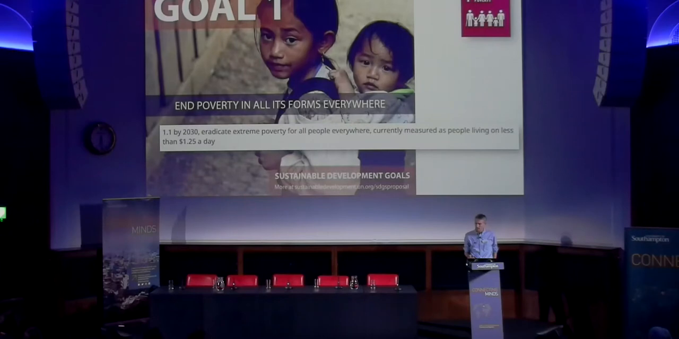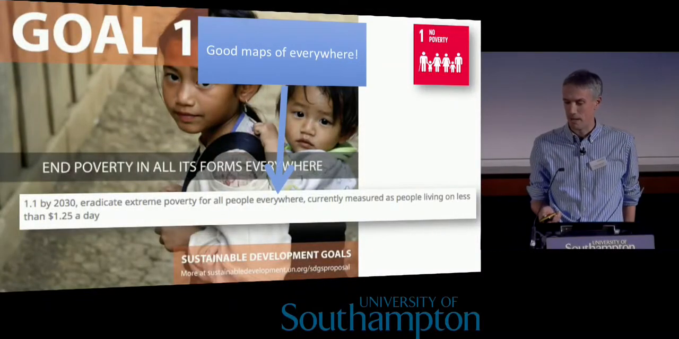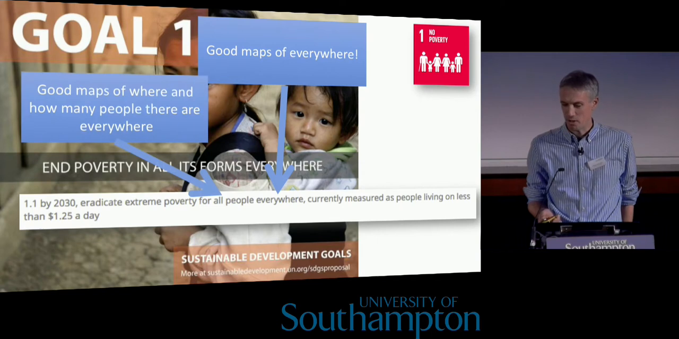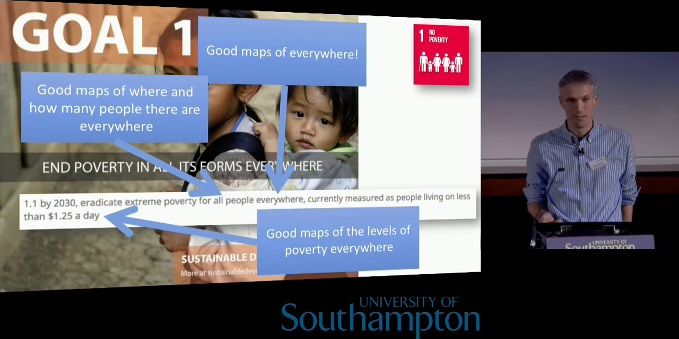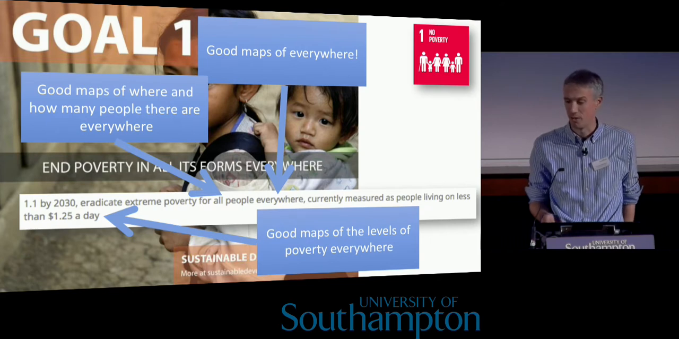And achieving them everywhere means that geography starts to become pretty important, which is a good thing, I think. And if we look at just the very first goal here, goal 1.1, end poverty in all its forms everywhere. There's that word again. So by 2030, eradicate extreme poverty for all people everywhere, measured as people living on less than $1.25 a day. So to do that, we need good maps of everywhere. We need good maps of where and how many people there are everywhere. And we need good maps of the level of poverty everywhere. If we're ever going to, first of all, work out how many people there are in poverty and then track that progress towards meeting that goal.